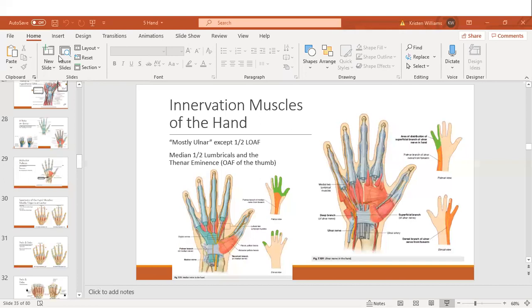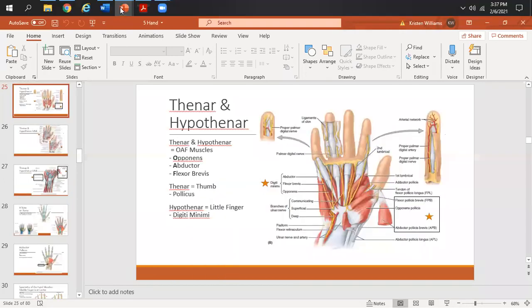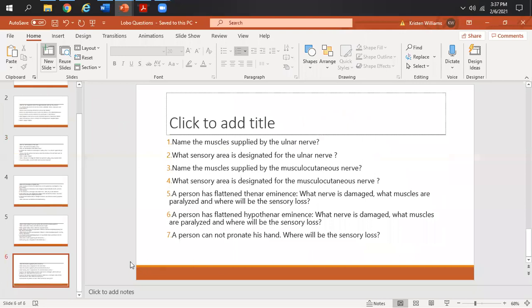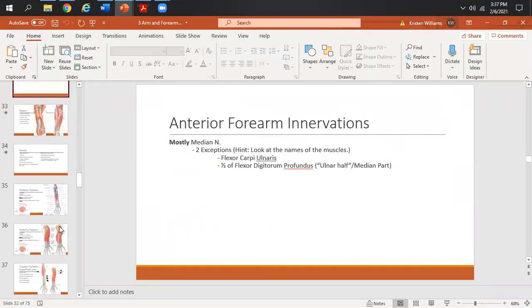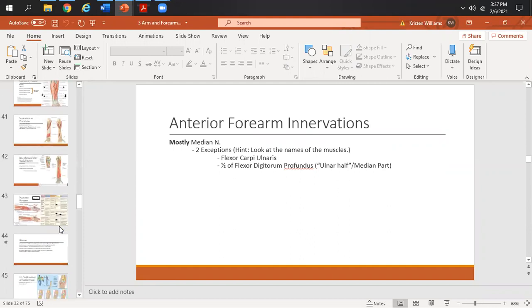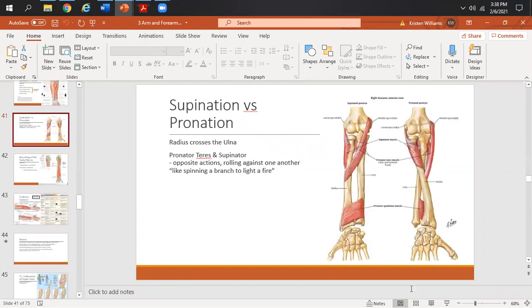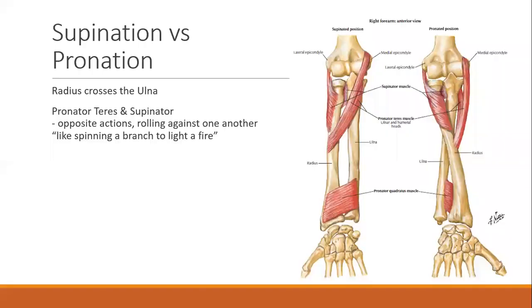Okay. And then finally, a person cannot pronate his hand. Where will be the sensory loss? Okay, so for pronation of your hand, okay, supination versus pronation. Supination, you're holding a bowl of soup up. Pronation, you have dumped it onto the ground.